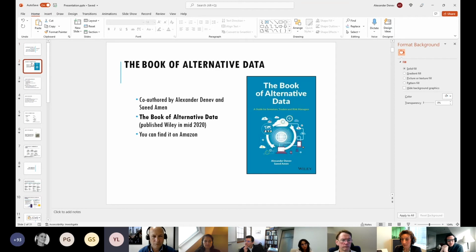I'll start with some subliminal messages. This is my book with Said. It's available on Amazon. It's called the Book of Alternative Data, so it's self-explanatory. It's roughly divided in two parts. The first part is theory introduction, legal aspects of alternative data, technology, and so on, while the second part is examples, so roughly two parts.